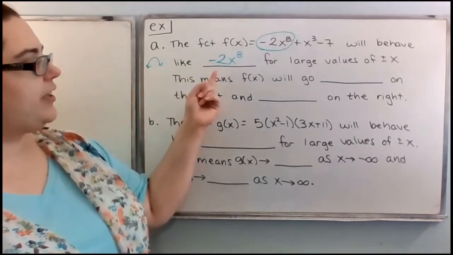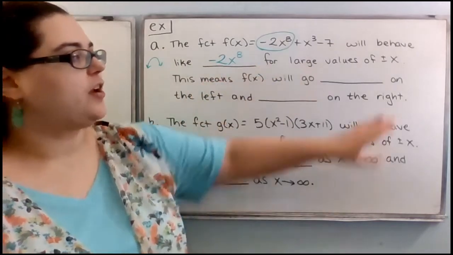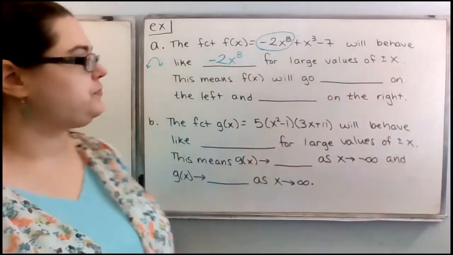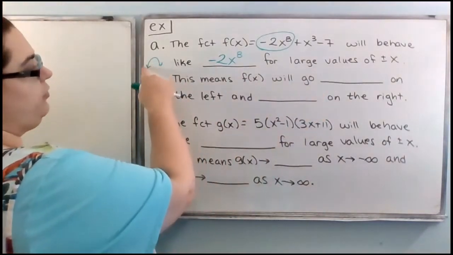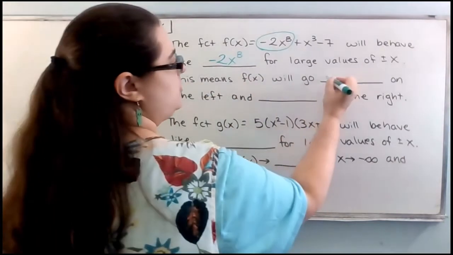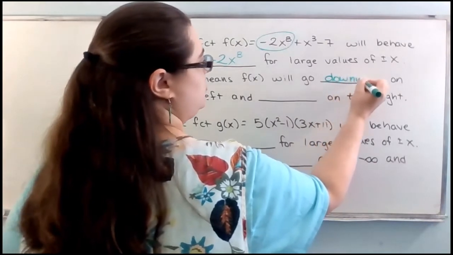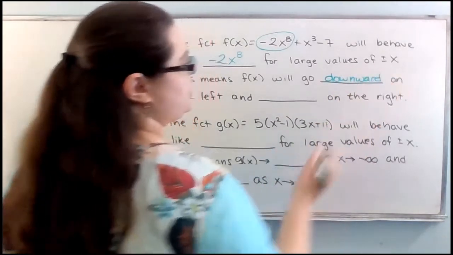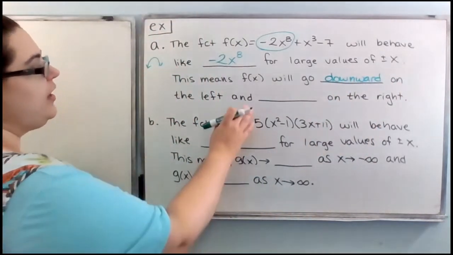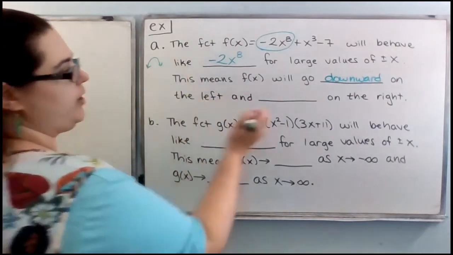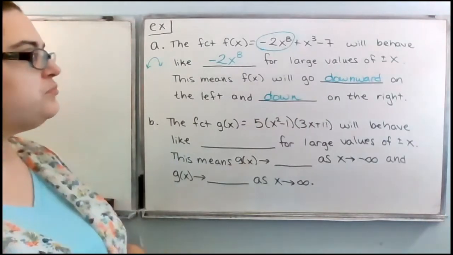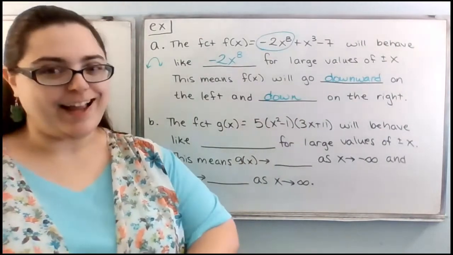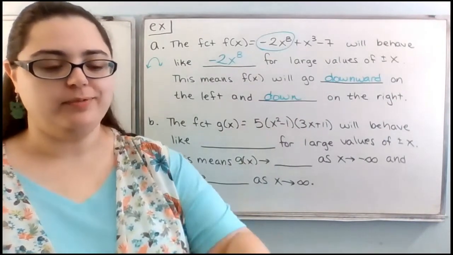So we're going to behave like negative 2x to the 8th for large values of positive and negative x. This means that f of x is going to go down on the left, and it's going down on the right. So there you go. That's how you can figure out the end behavior based on the exponent.